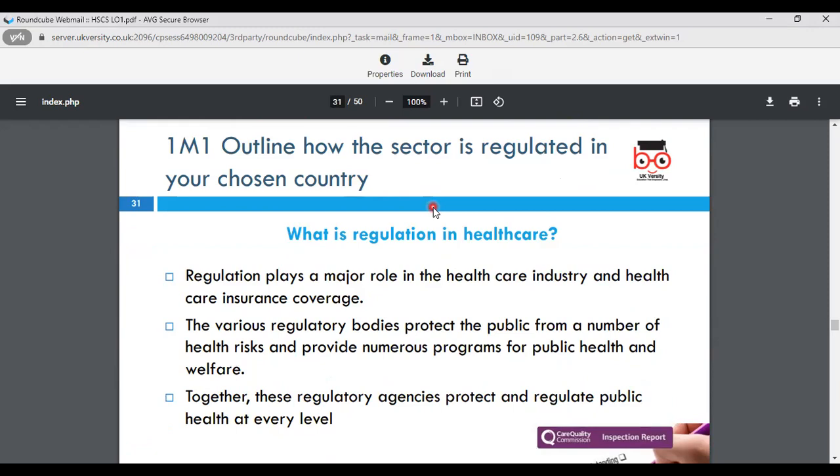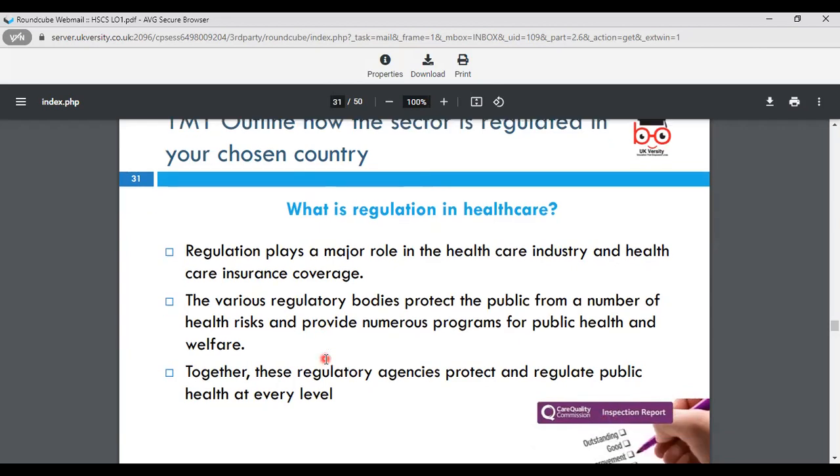So what is regulation in healthcare? Regulation plays a major role. If you have regulation in your structure, in your program, it gives you a way of how you would have to work. It lists what is supposed to happen, what should be happening and what should not happen within a healthcare sector, for instance. There's an inspection report also that is generated. There are various regulatory bodies that protect the public from a number of health risks, and they provide programs for public health and welfare. These regulatory agencies protect and regulate public health at every level.